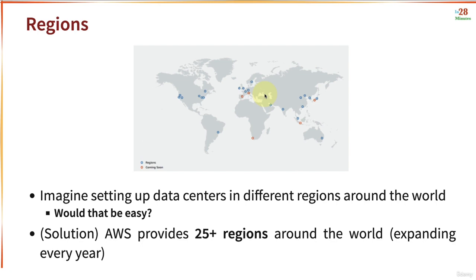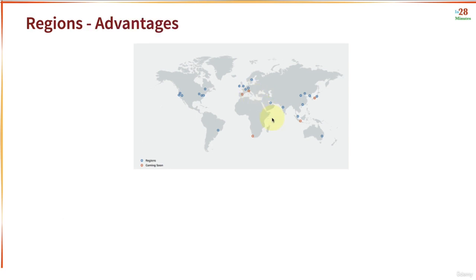Now, what is a region? A region is nothing but a specific geographic location where we can host our resources. You can decide, I would want to host my application in the Mumbai region. Or I can say, I would want to host my application in the London region. By having multiple regions around the world, AWS makes it very, very easy for us to deploy applications to different parts of the world.